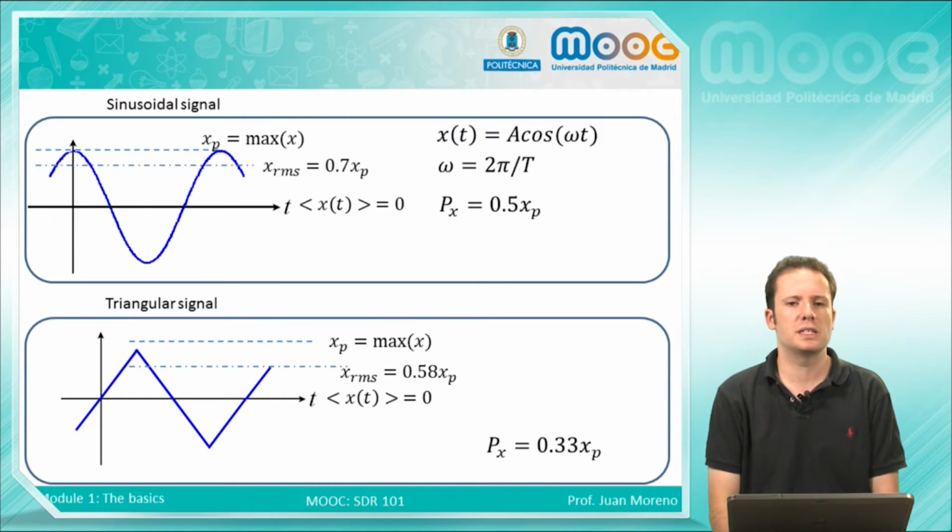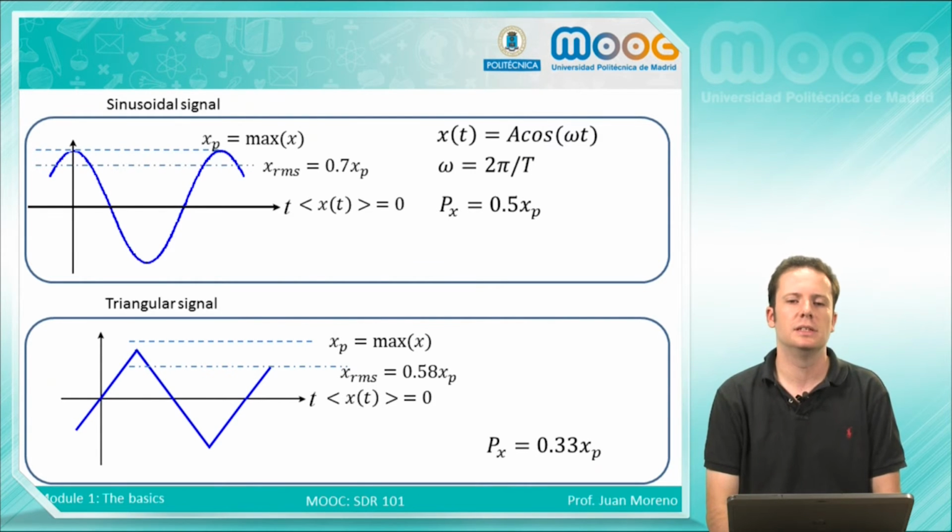Here are two good examples of signals. The first one is a sinusoidal signal, a cosine or a sine signal, where you can see all the previous parameters, the peak, the RMS, the power, etc. And also the triangular signal. You need to see that the parameters change from one signal to the other. Later on, we will focus on some properties of the signals, so you will have time enough to learn more about it.